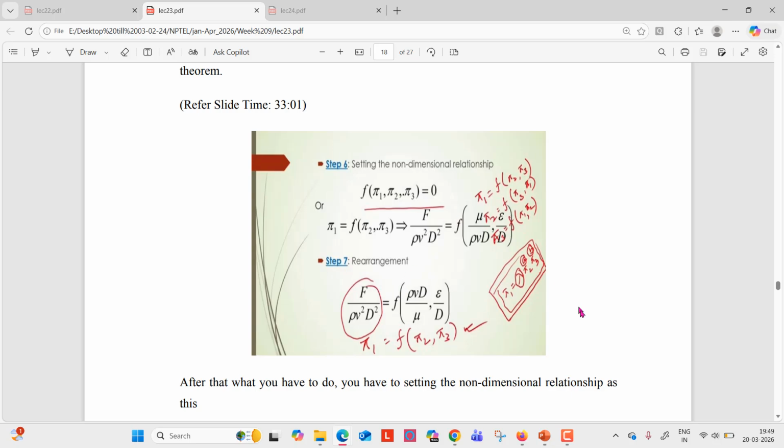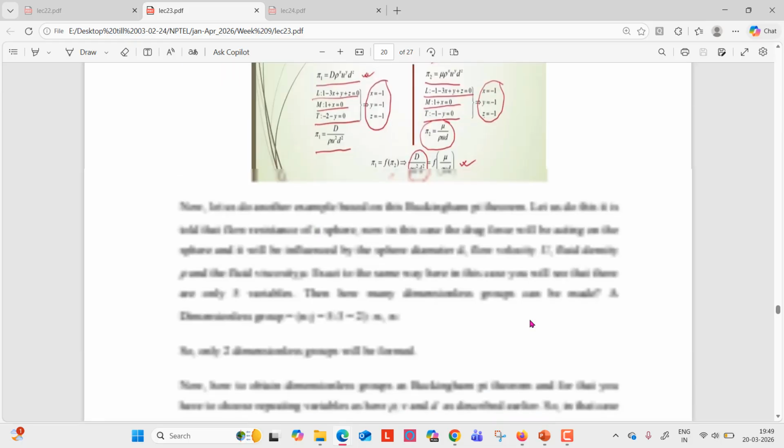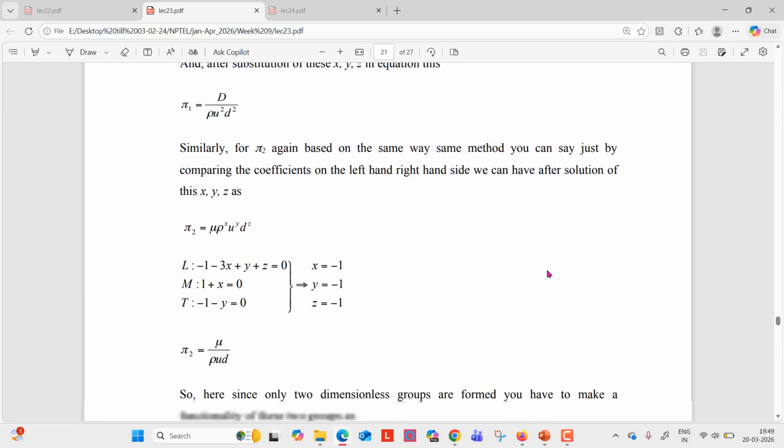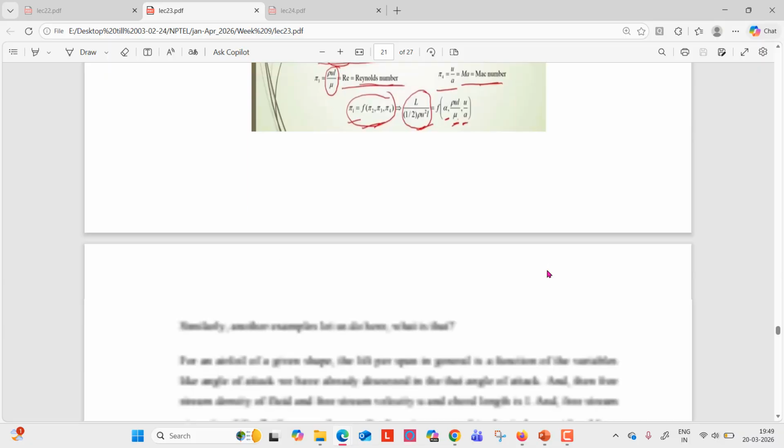So now you got the same thing, right? So F by rho V square D square equals to F into rho V D by mu into epsilon by D, right? It is the same thing. So there are some other examples. Okay, just go through it.